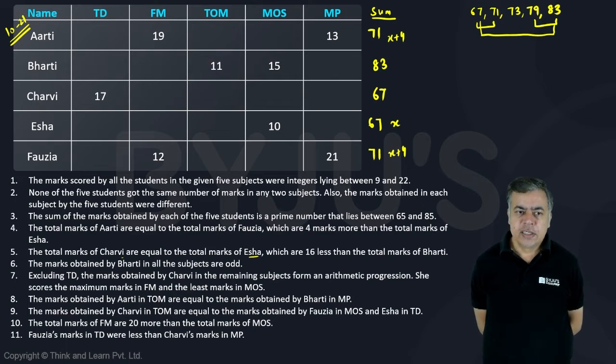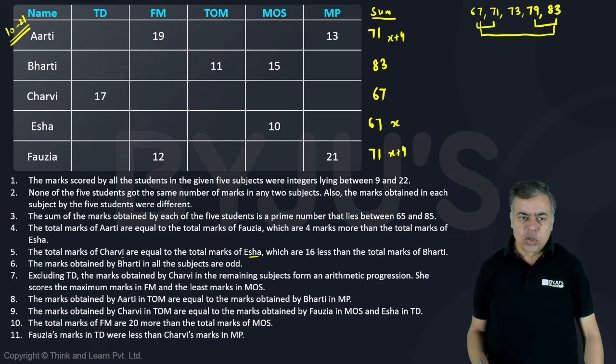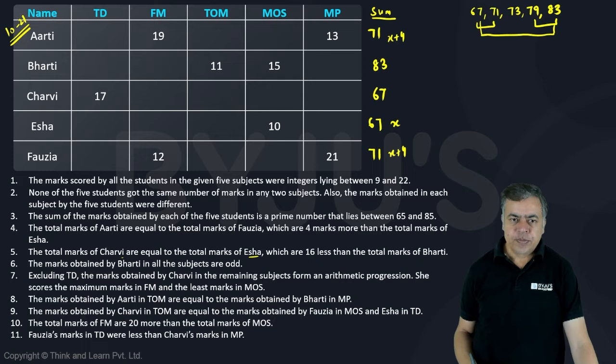A and F it is the same, which are 4 more than Isha, and Isha and Charvi have the same total marks, which are 16 less than Bharti, and a 16 gap is only possible between 67 and 83. Okay, so we got the total of each.